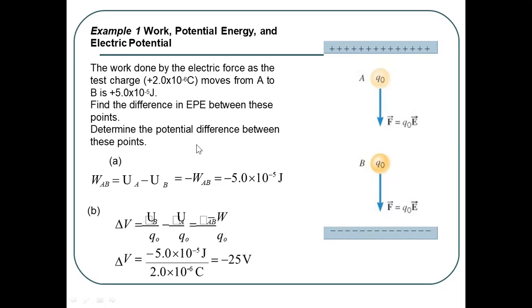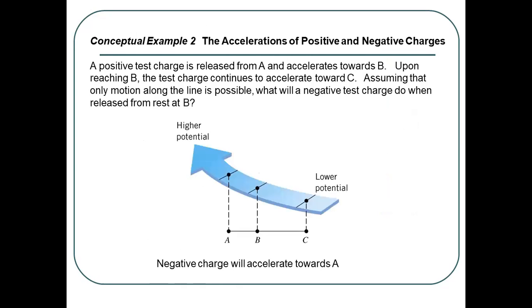And then for letter B, determine the potential difference between these points. Delta V would be equal to your UB over q0 minus UA over your q0, or it is equal to negative work AB over your q0. Substituting the values, delta V is equal to negative 5 times 10 raised to negative 5 joules per 2 times 10 raised to negative 6 coulomb. This is equal to negative 25 volts.